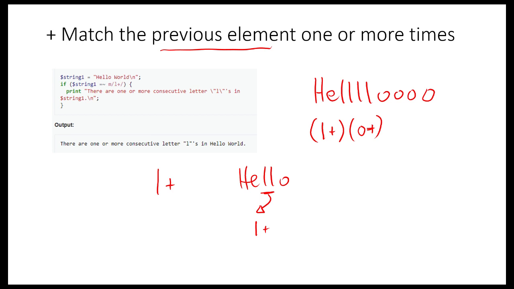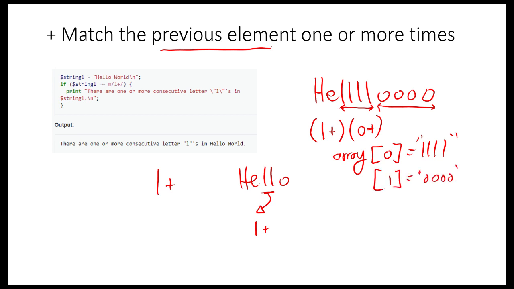This would match. So the L plus would say, hey, I matched the first L in this, and then match the previous element as many times as possible. So I'd end up matching all the L's. And then my second set would match the first O, and it would match all the O's, and we would end up with an array where 0 equals L, L, L, L, and 1 would match O, O, O, O.